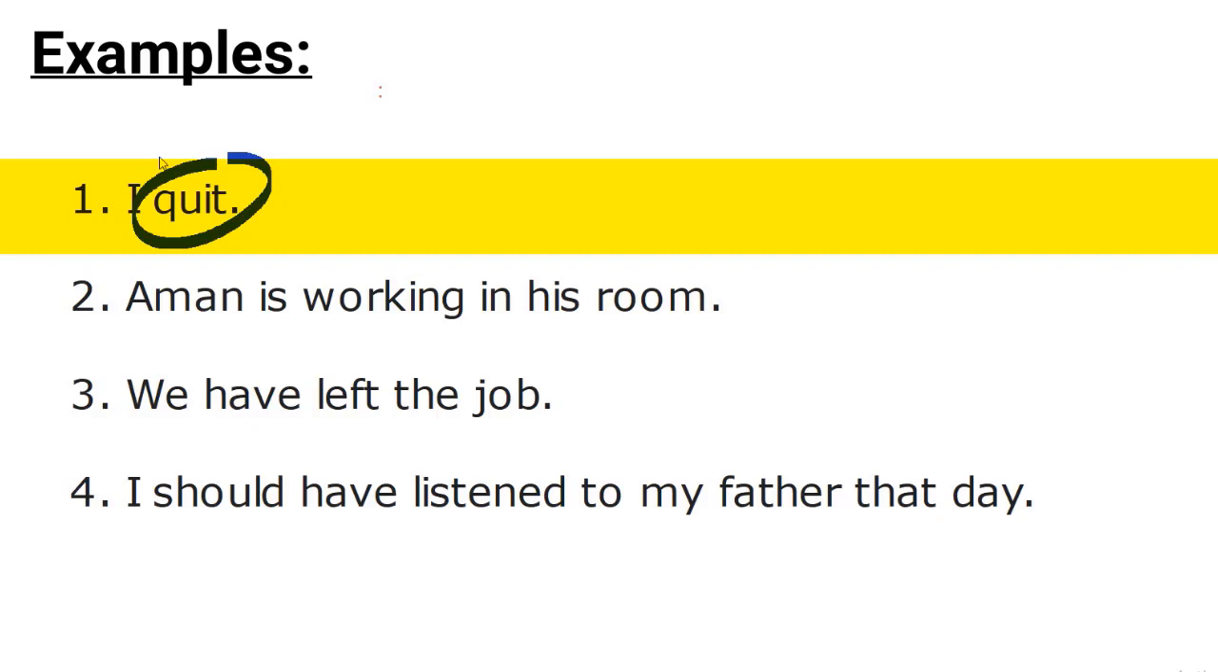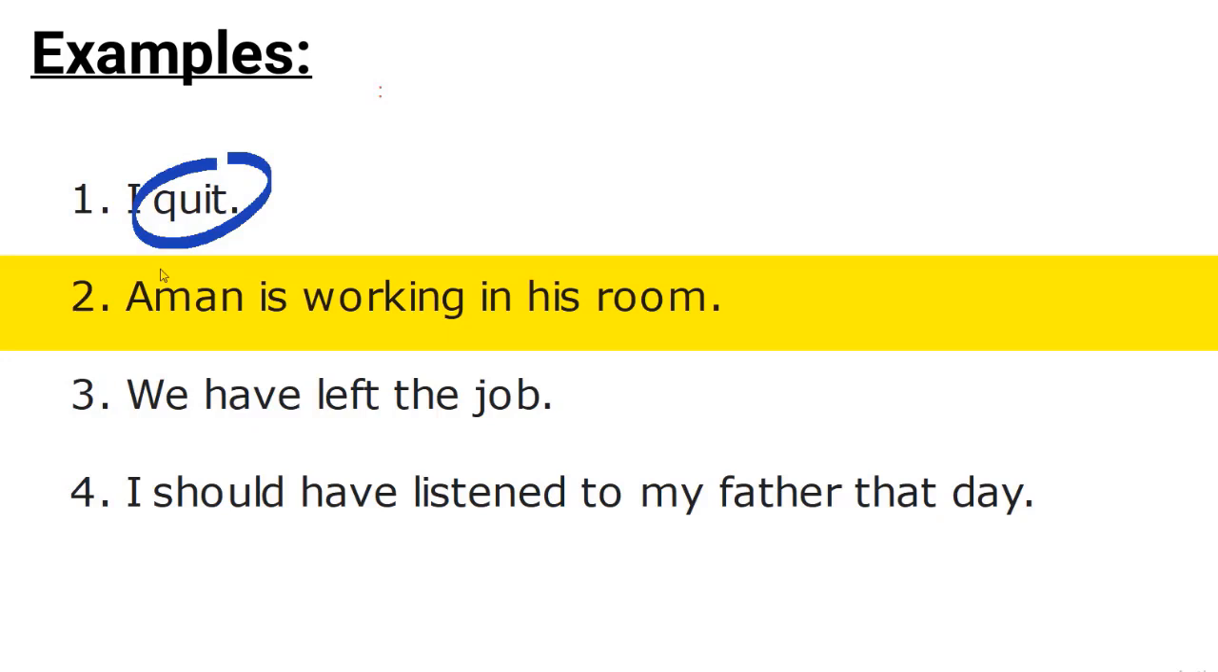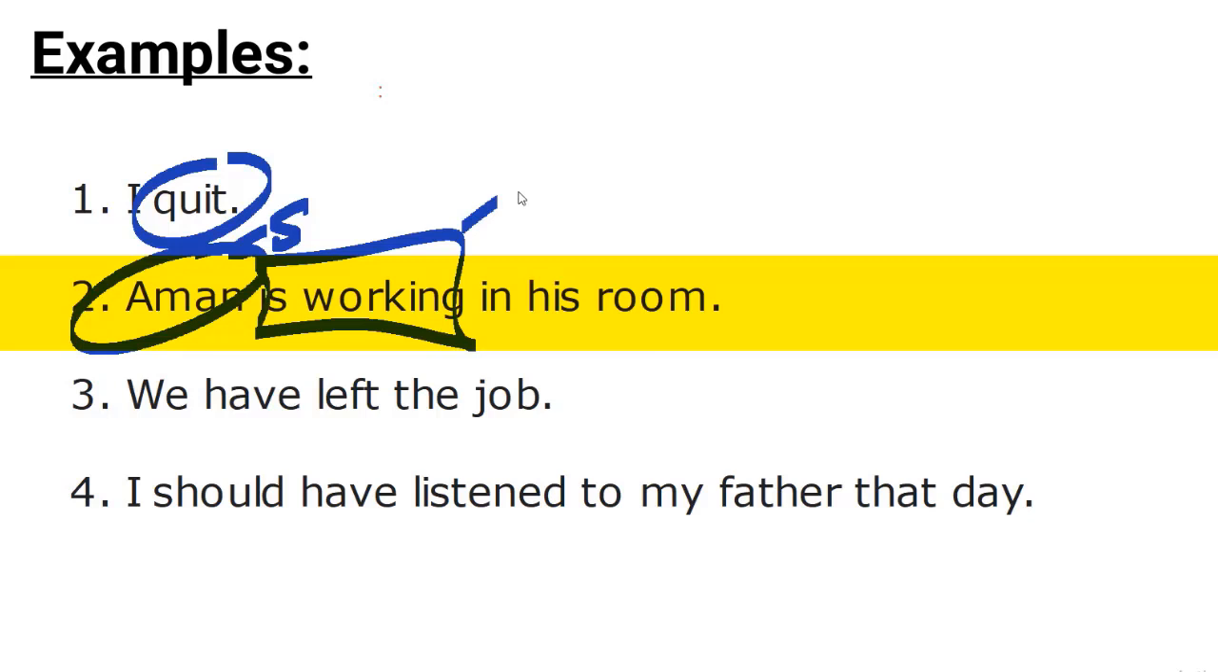Example number two, Aman is working in his room. Aman, the subject, right? The subject is working. This is our predicate, simple predicate. Let's just call it SP, right? Aman is working in his room, right? Aman is the subject. Is working is our simple predicate. And is working in his room is our complete predicate, right?